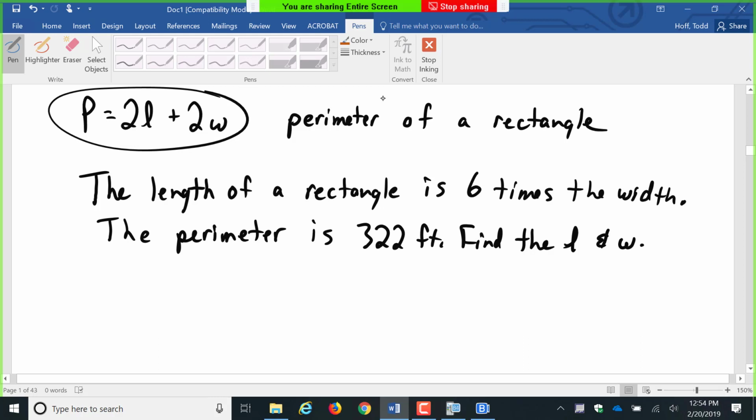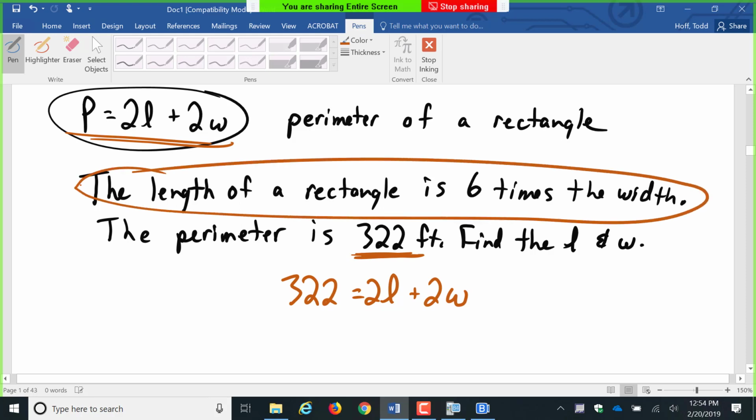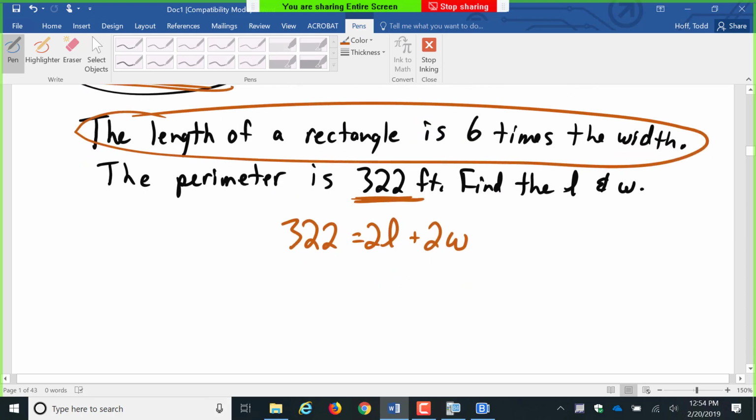So we have here two equations. The first is just this perimeter formula with 322 feet going in for P. 322 equals 2L plus 2W. Our other equation is this relationship between the length and width. What equation is going to describe that? Would it be L equals 6W? L equals 6W. The length is 6 times the width. So now what do we do with that?